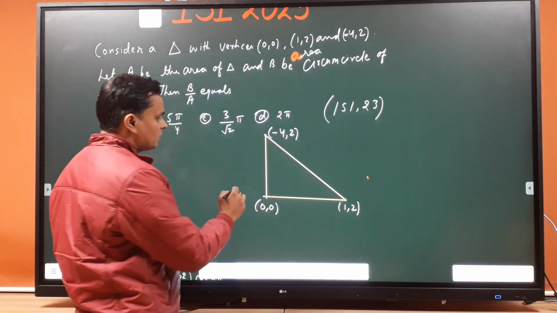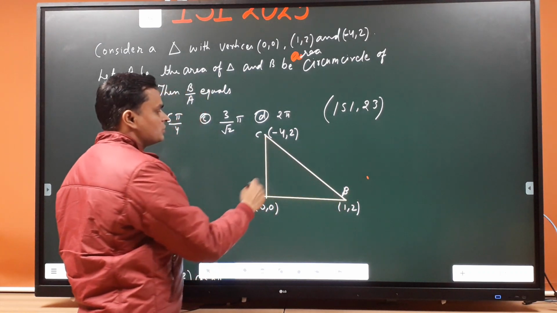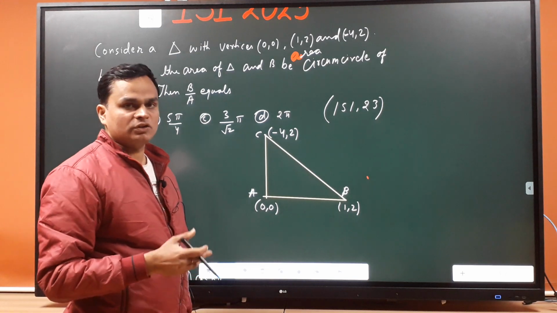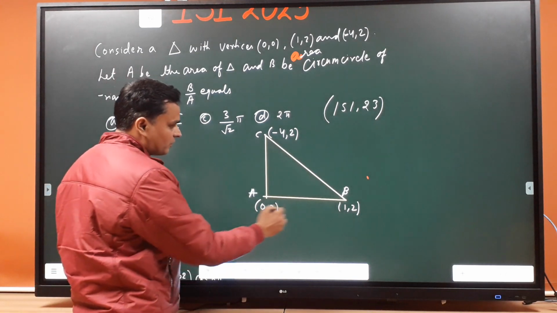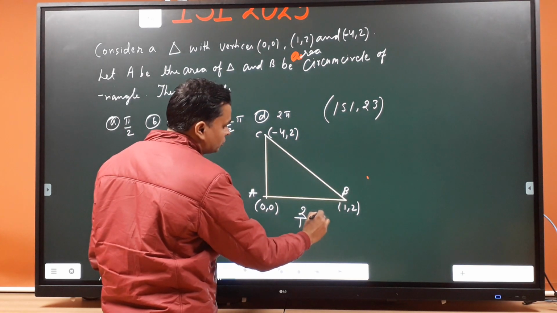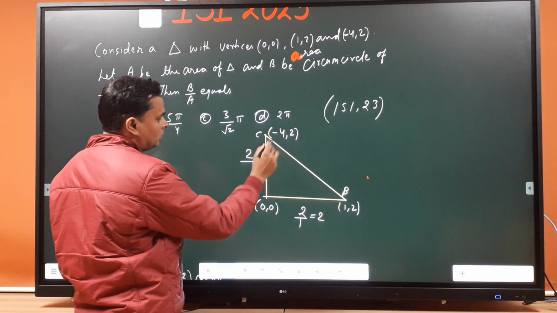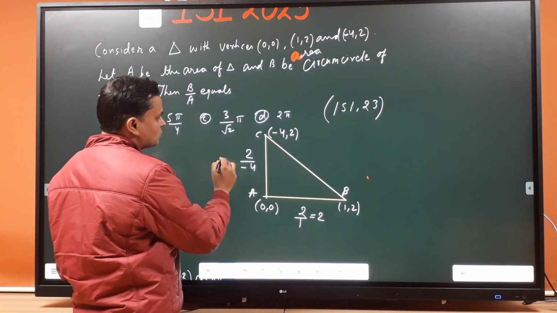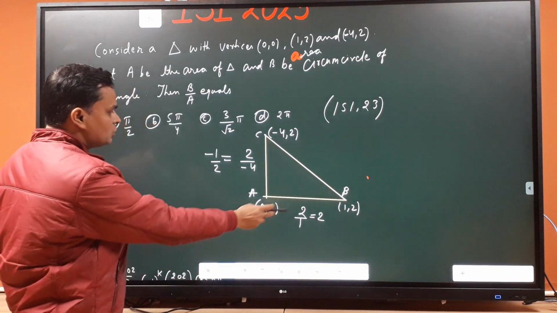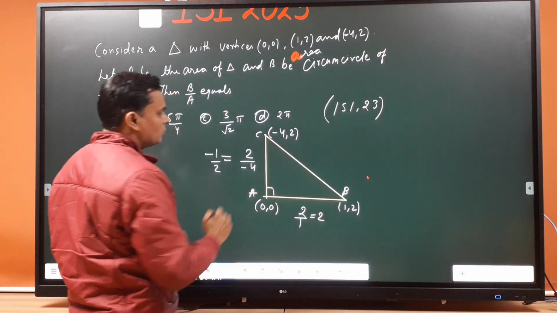So let us first find the slope, because anyway we need to find the equation of one of the sides and drop a perpendicular from the opposite vertex to measure the length of the altitude. Let us first find the slope of this line. It will be 2 upon 1, which is equal to 2. This will be 2 upon minus 4, that is equal to minus 1 upon 2. So see, it is evident that one is 2 and one is minus 1 upon 2. That means these two are perpendicular to each other.